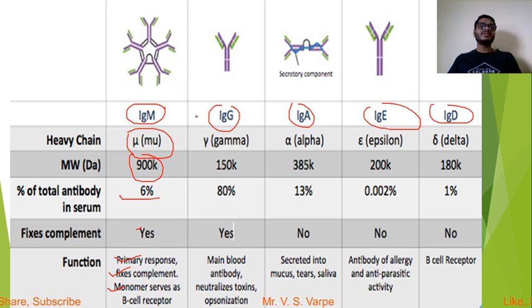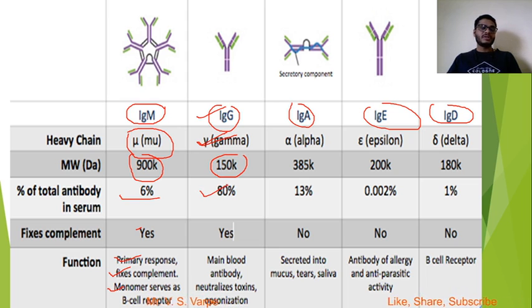The second antibody is the IgG antibody. It is also called the gamma antibody because of the gamma heavy chains. The molecular weight is 150 kilodaltons, and near about 80% of total serum antibody is IgG. It is the highest amount of serum antibody in our body. It also fixes complement, and plays the major role as the main blood antibody, neutralizing toxic substances and opsonization.